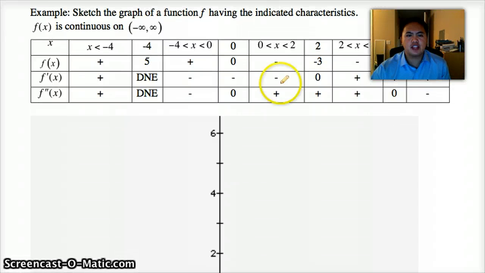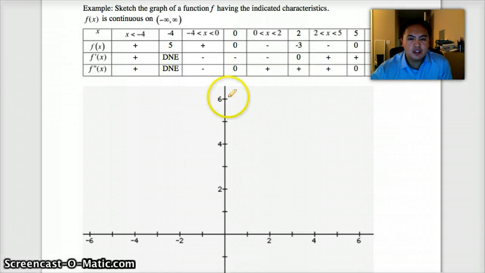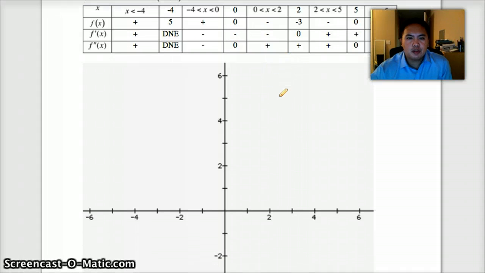Here's a graph and it says sketch the following graph if it has the indicated characteristics. The very first thing I'm going to do, you see how at the top it has all these intervals? I have x less than -4, I have -4 to 0, 0 to 2, 2 to 5, and greater than 5. I want to mark off these intervals on my graph. What I'm going to do is look at this table and fill in these intervals.